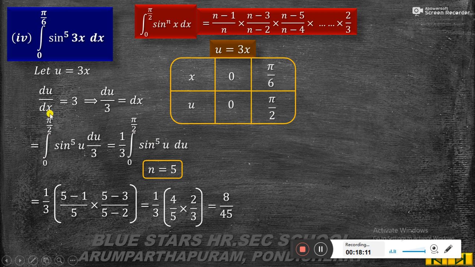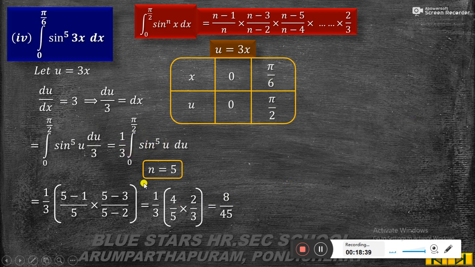That means here you write the given integral. Integral 0 to pi by 6 sine power 5 3x dx equals, you substitute, integral 0 to, instead of pi by 6 you substitute pi by 2. So 0 to pi by 2 sine power 5 of 3x means u, du by 3. The next step: 1 by 3 into integral 0 to pi by 2 sine power 5 u du.